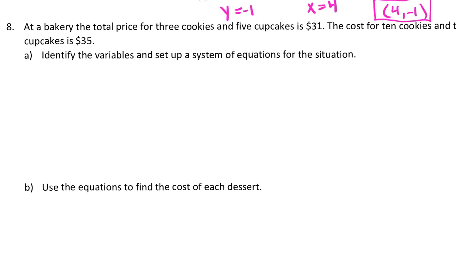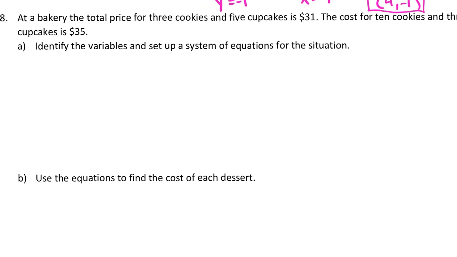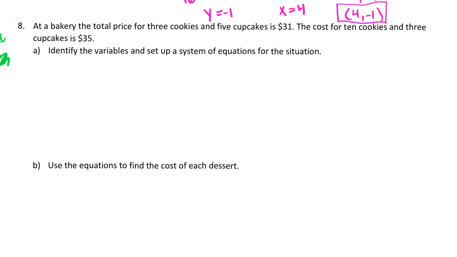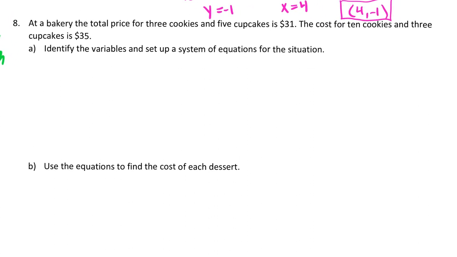So it says, at a bakery, the total price for 3 cookies and 5 cupcakes is $31. The cost for 10 cookies and 3 cupcakes is $35. The first thing they want us to do is identify the variables and then set up a system of equations for the situation. So let's think about the variables. We have cookies. We don't know the number of cookies. And we have cupcakes. We don't know that either. So those are going to be our variables. Let's just let cookies equal x and cupcakes equal y.